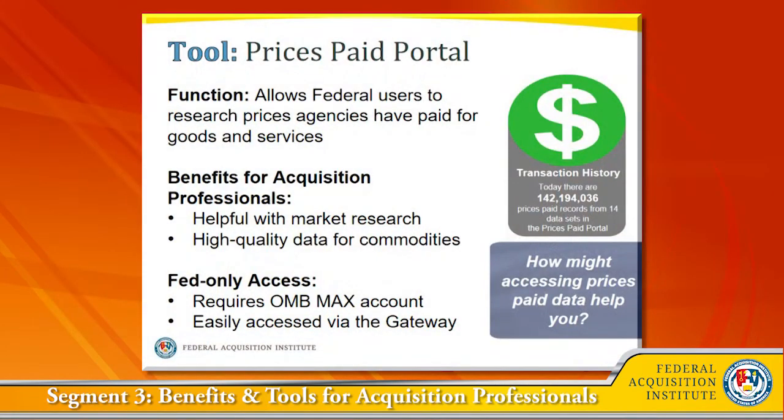The Prices Paid portal allows acquisition professionals to see the prices that agencies have paid for products and services across a variety of contract vehicles. It's a great tool for market research and price negotiation, especially if you're looking for past prices on commodities. All of the BIC designated solutions are required to have their transactional history in the portal, which is again one of the benefits of using BICs, and there are several other data sets available as well.